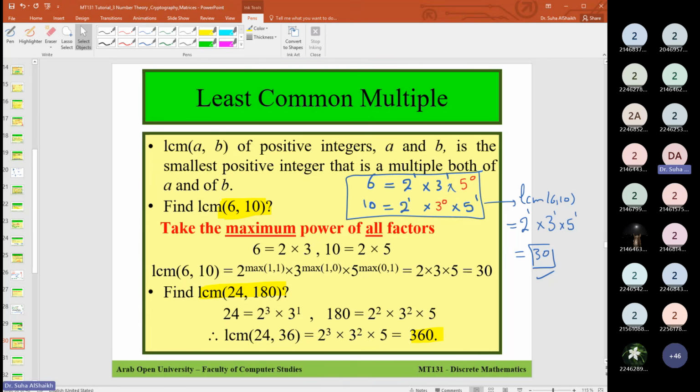Now this part of finding the prime factorization, finding the GCD, finding the LCM is very important for the midterm. Okay? So focus on it well.